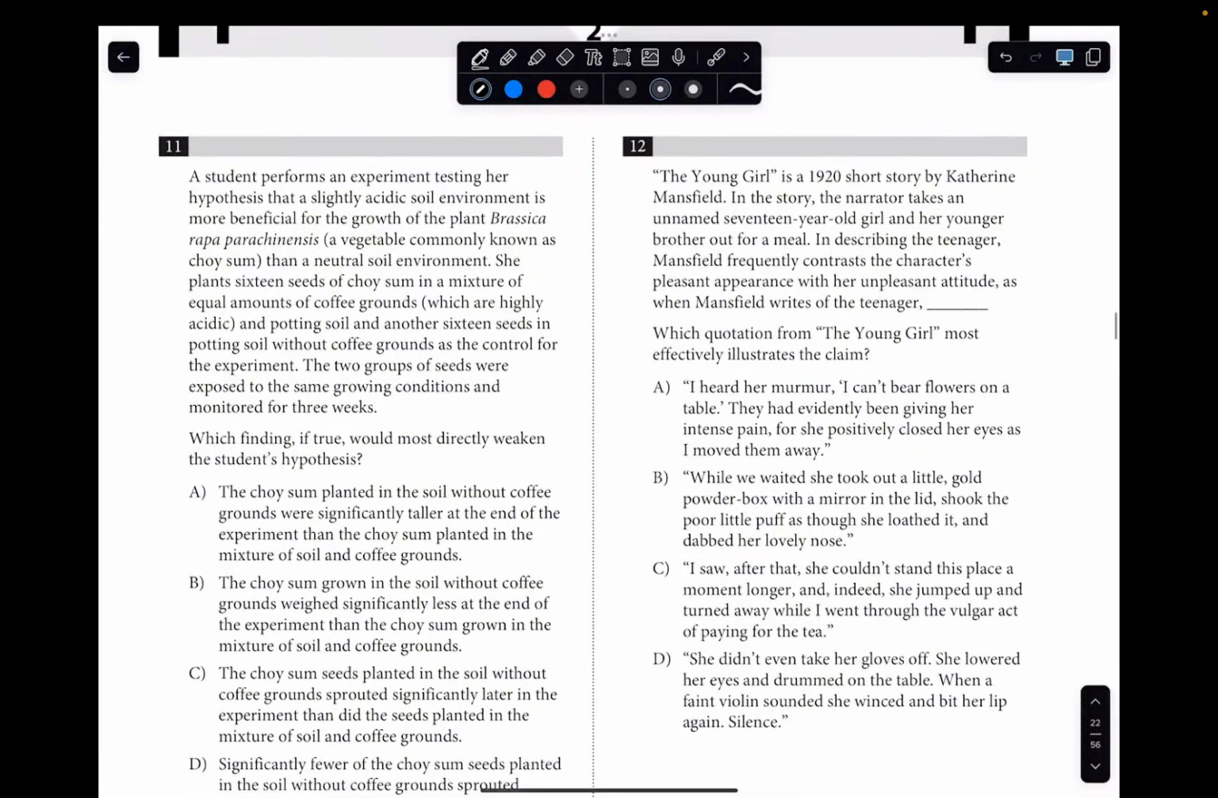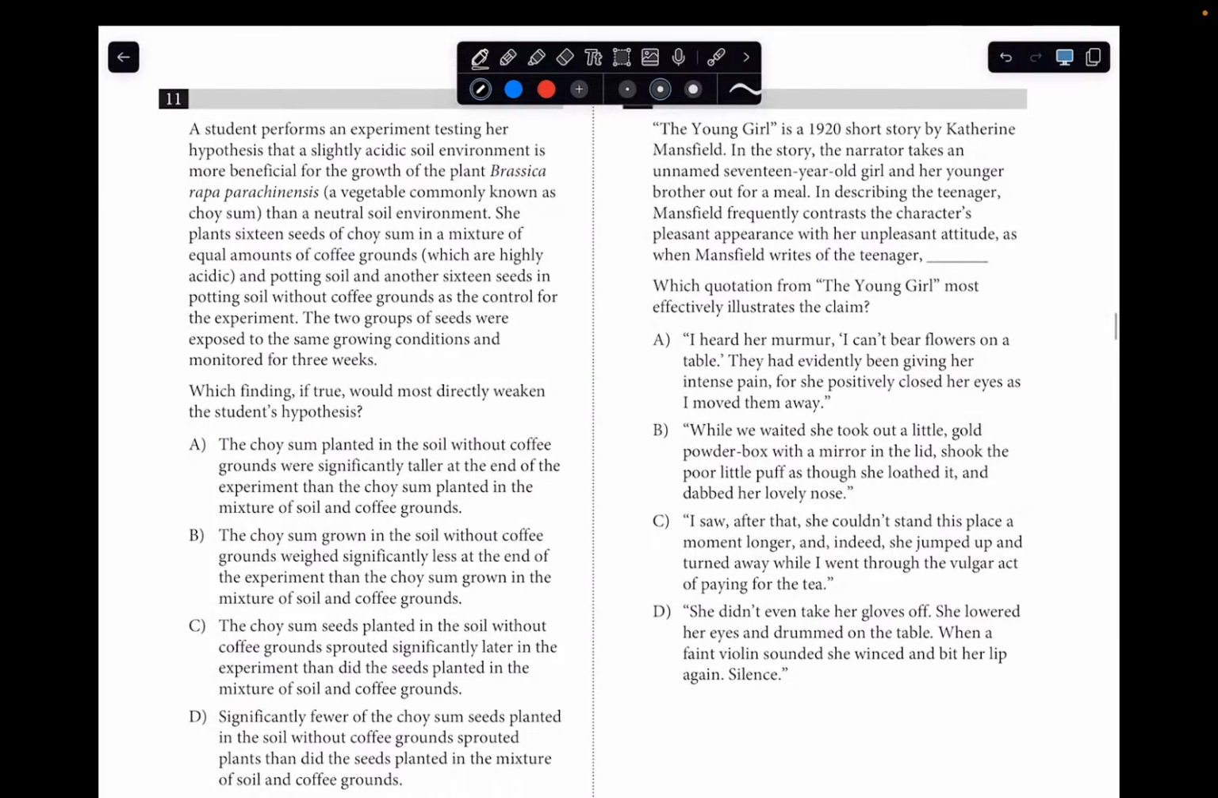11. A student performs an experiment testing her hypothesis that a slightly acidic, this was crazy. I remember reading this one, and I'm just going to read you the answer because it's totally nuts. So they reference this plant, and let's just break it down. So she has a hypothesis that it will grow better in a slightly acidic environment.